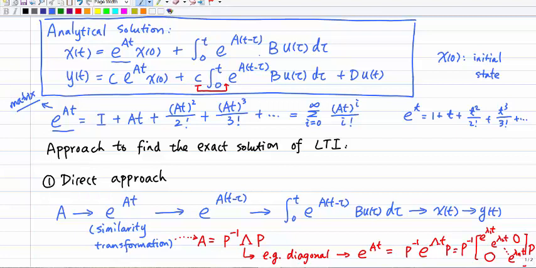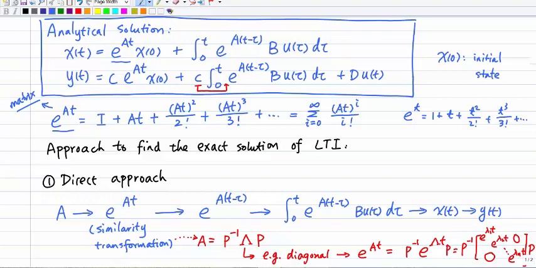Of course, when you have to compute that, you also compute e to the A times (t minus tau). Then you do the product, do the integration, and so on and so forth to find a solution. So the general idea is that given A, you can compute e to the A t based on this definition. Of course, this can be complex.